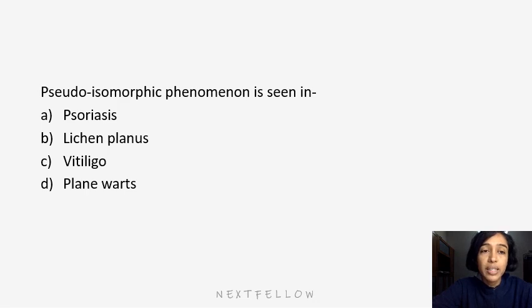Pseudo-isomorphic phenomenon is seen in psoriasis, lichen planus, vitiligo, or plane warts. So we know what isomorphic phenomenon is. That is Koebner phenomenon. That's seen in psoriasis, lichen planus, and vitiligo. Pseudo-isomorphic phenomenon is seen in warts.